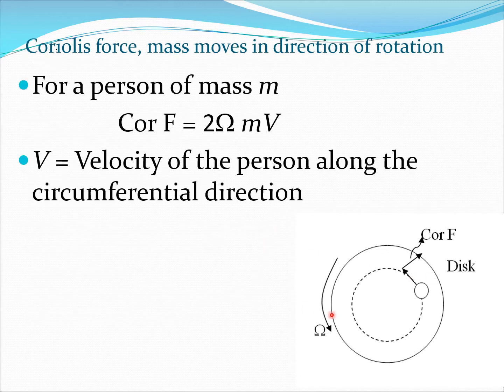Now let us say this person has a mass m, then this Coriolis force is going to be equal to twice rotation speed into mass into velocity, where this v is the velocity of the person who is moving along the circumferential direction. So that's the magnitude of this Coriolis force.